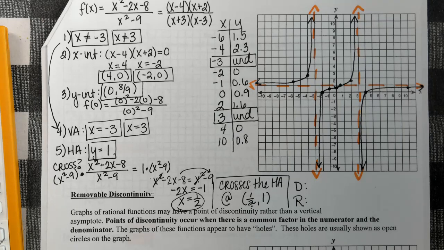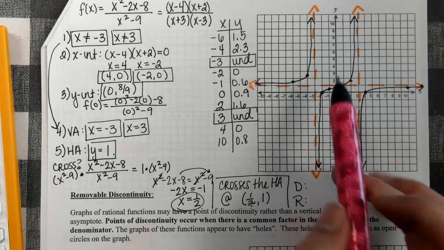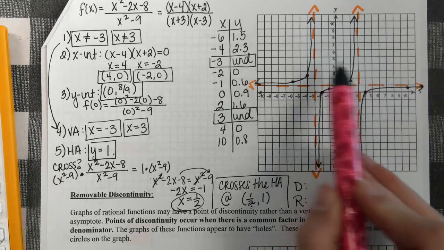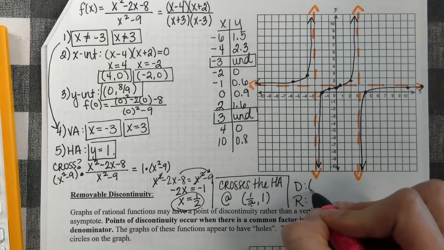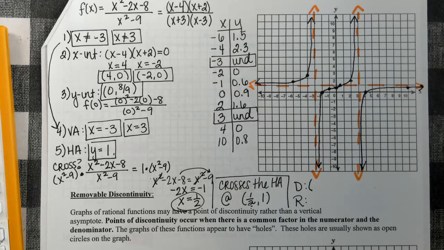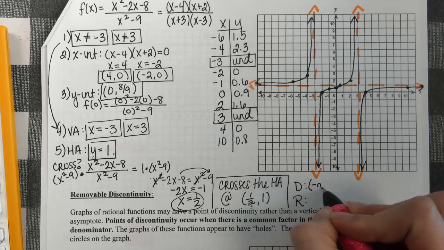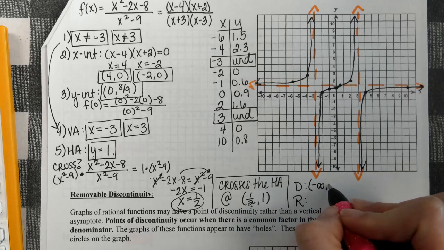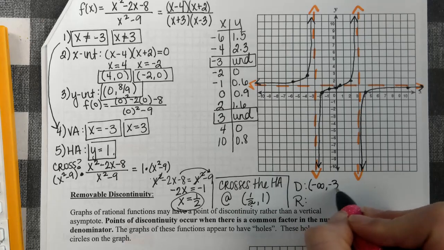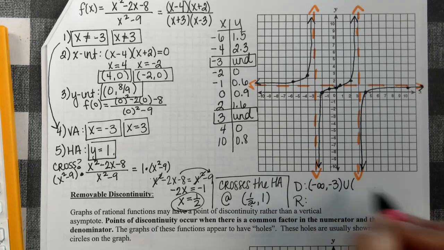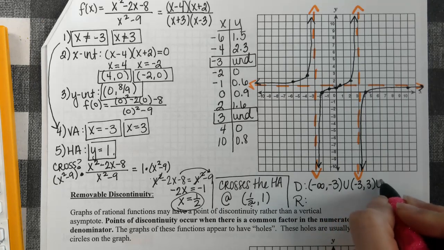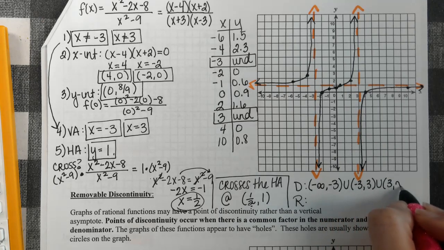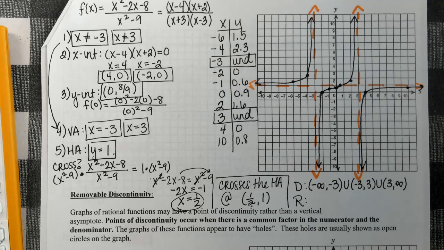Okay, for my domain, I've got 2 asymptotes. That breaks my graph into 3 sections, so I'm going to have 3 domain intervals. I'm going to go from -infinity to where? -3. And my next interval will be from -3, good, and then to infinity.